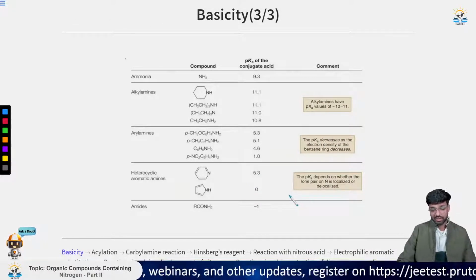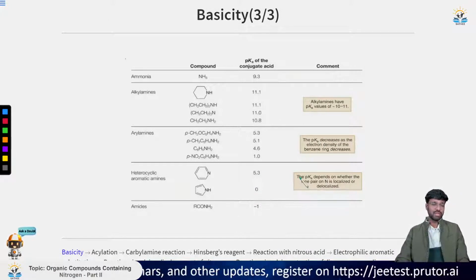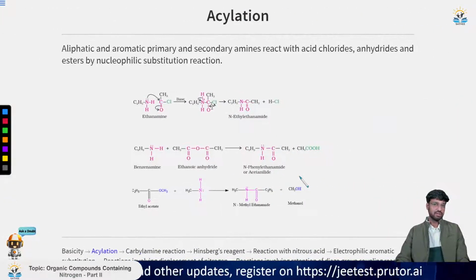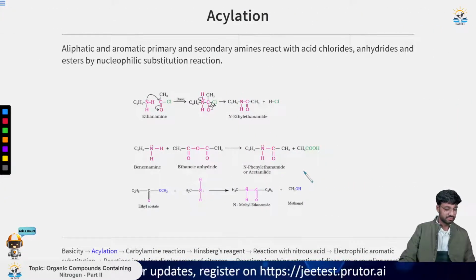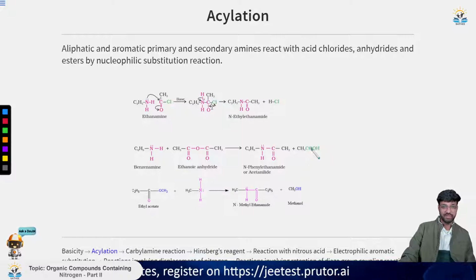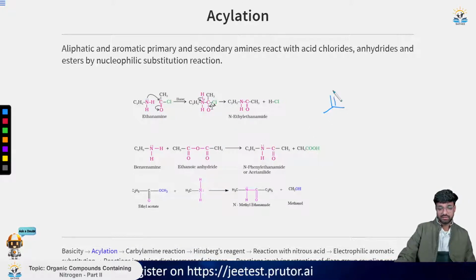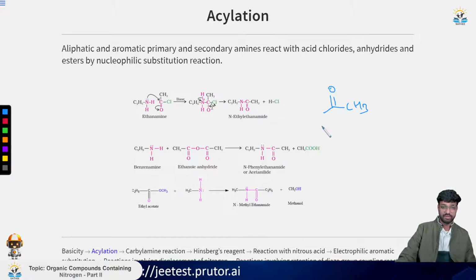Okay, so this was all about the basicity. Now we'll see some reactions of these amines. The first one is acylation. So what is acylation? It is basically the introduction of this group to your substrate. Now how will it happen?